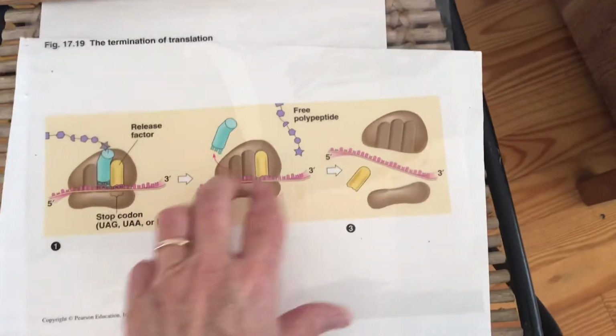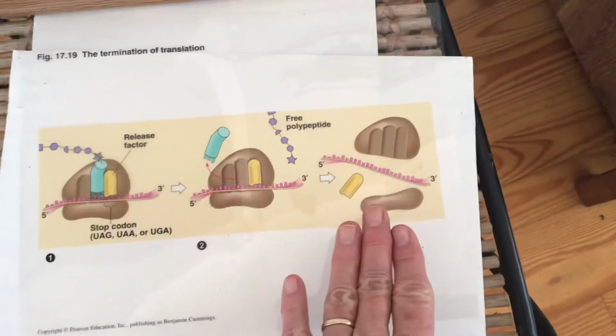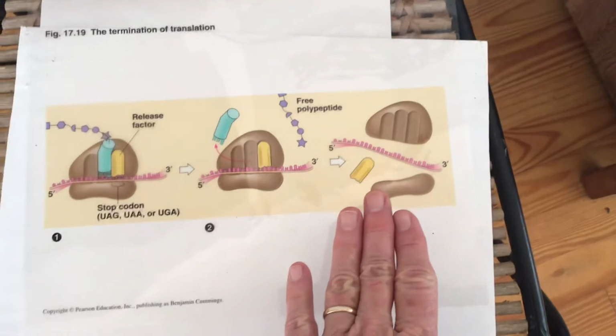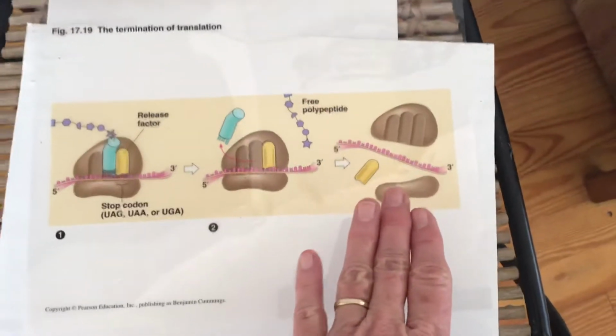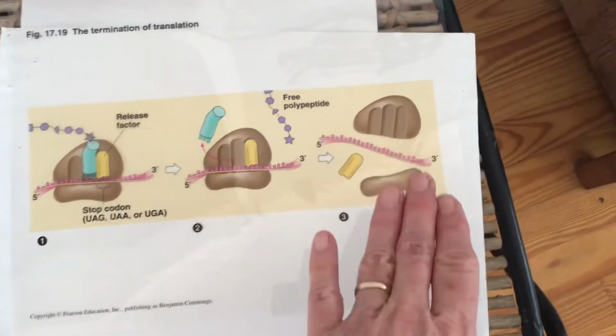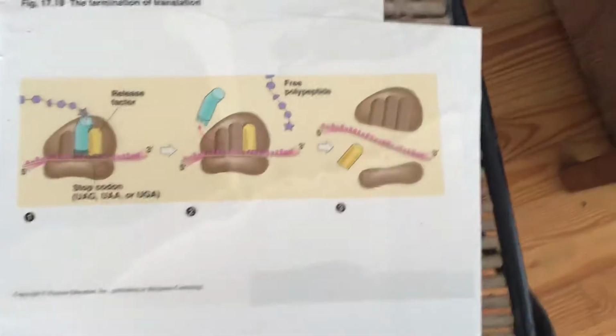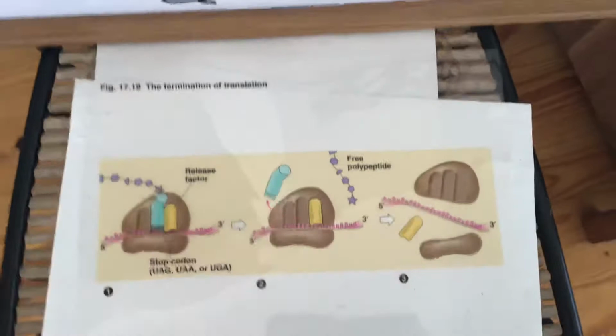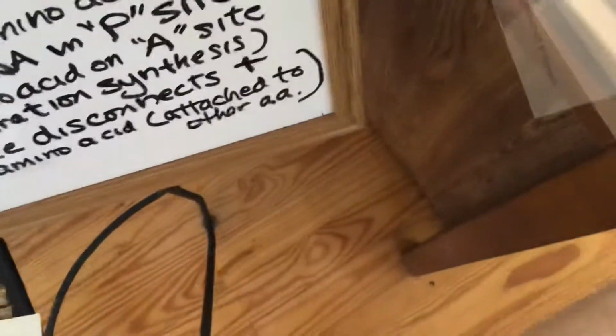And the release factor also causes all the structure to come apart. In other words, the small ribosomal subunit, large one, and the messenger RNA are all released from each other. All right, so that's the termination. Now, just a couple of other things to talk about in regards to this.